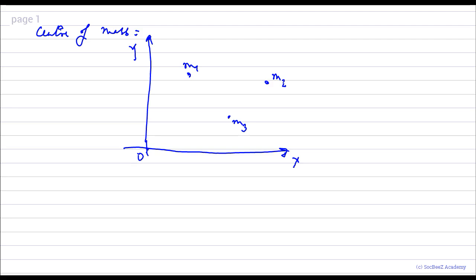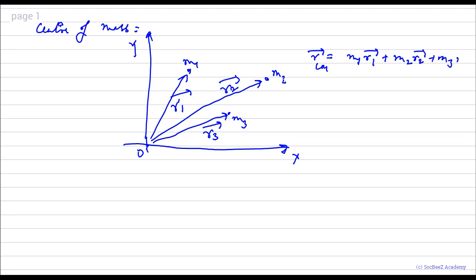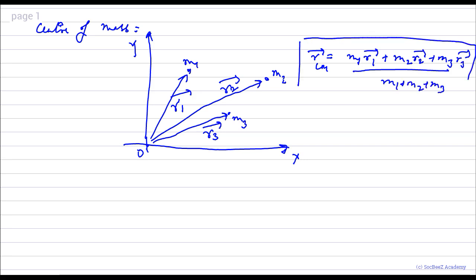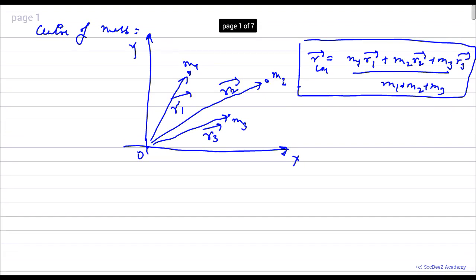If this particle of mass m1 has a position vector r1, this has a position vector r2, and this has a position vector r3, then the position vector of the center of mass is given by rcm equals m1 r1 vector plus m2 r2 vector plus m3 r3 vector upon m1 plus m2 plus m3. This is how we define the position vector of the center of mass of a system of particles. It has many physical implications, but the basic definition is purely mathematical.